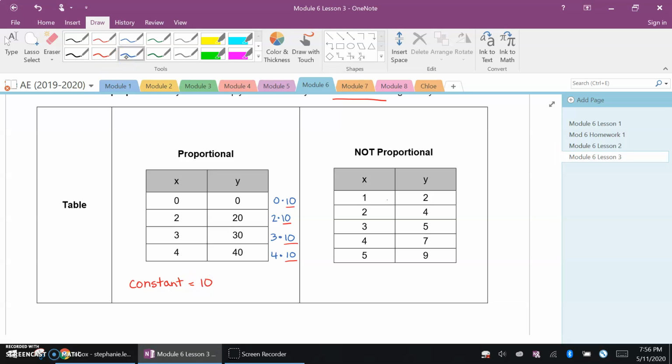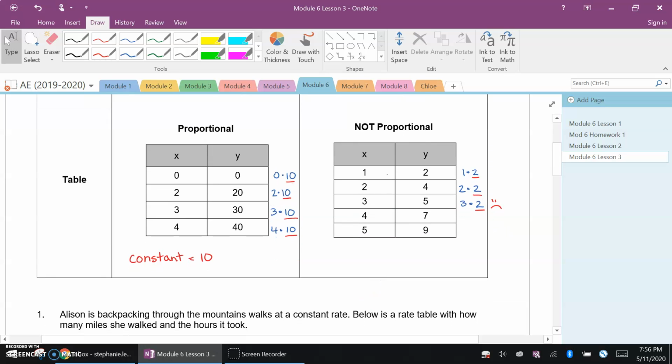Let's take a look at the table that's not proportional. Looking at the top one, we're looking at 1 times what gives us 2, and that would be 2. Then on the next, 2 is the one we're looking to see if it repeats. Here we've got 2 times 2, does that give us 4? Yes, it does. Then we look at the next row where it says 3 times 2, that doesn't give us 5, that gives us 6. So that means this one does not work. As soon as you have the first step that doesn't work, you're done and you know it's not proportional. If it's not proportional, it does not have a constant, so you would leave that blank.